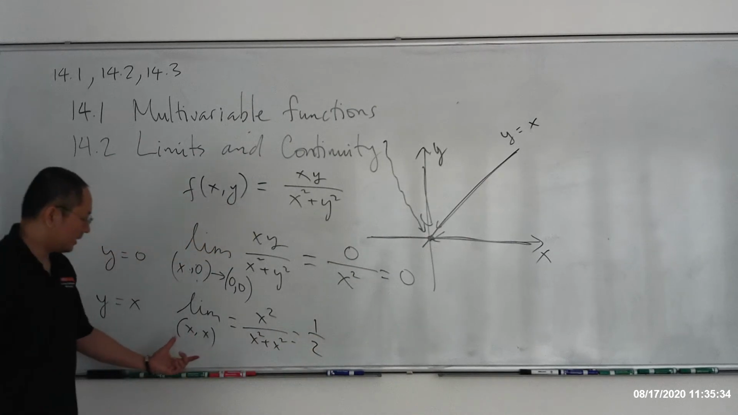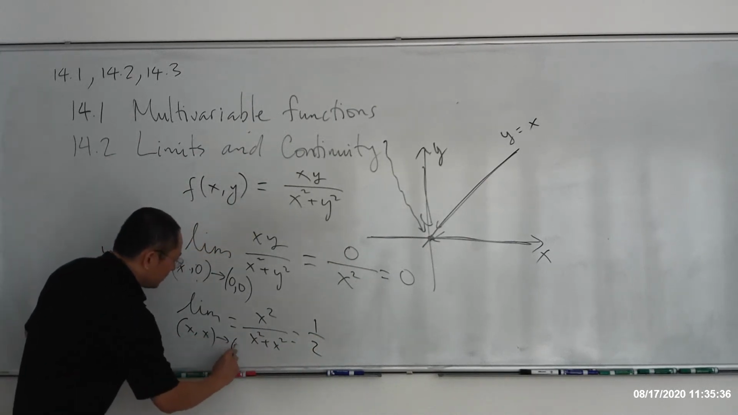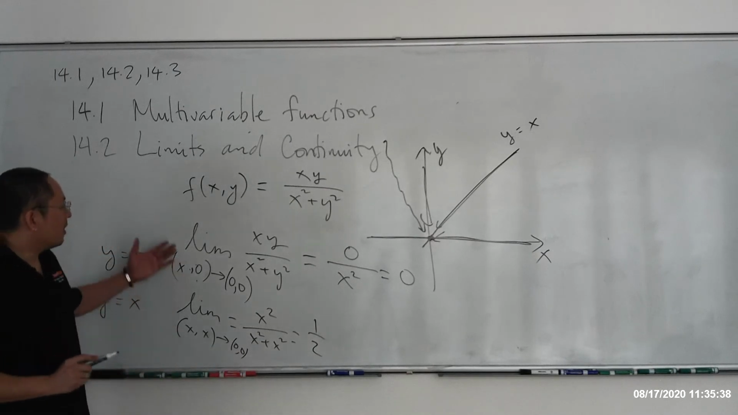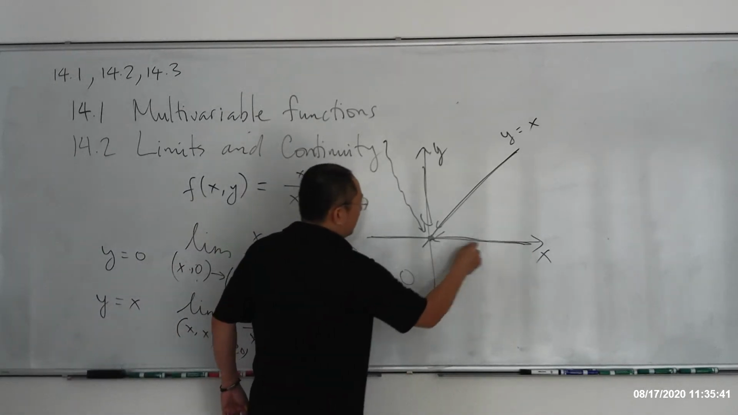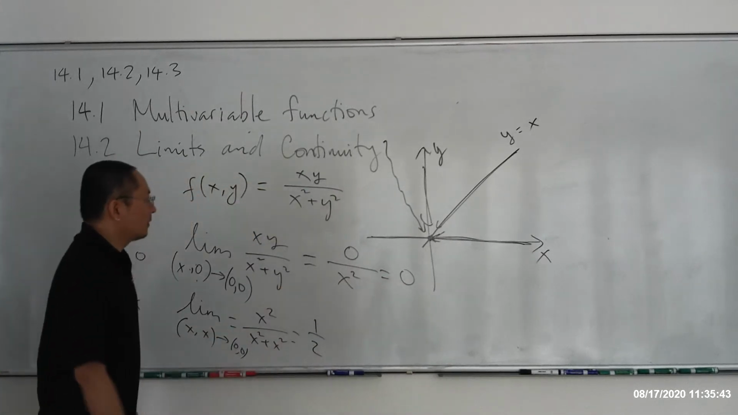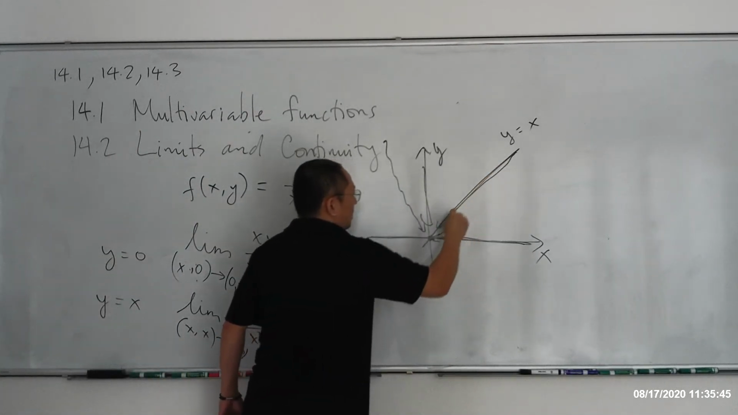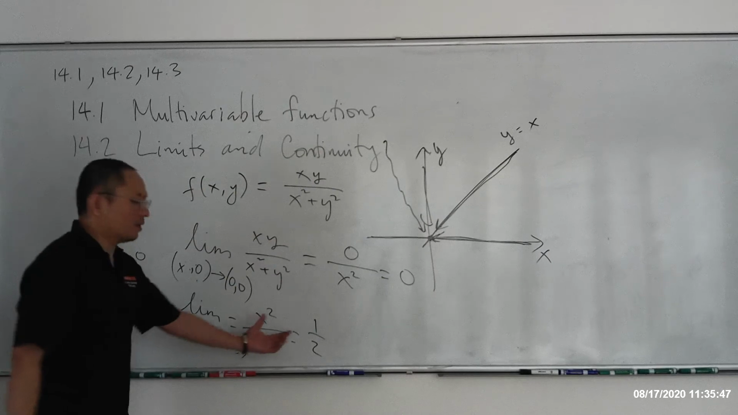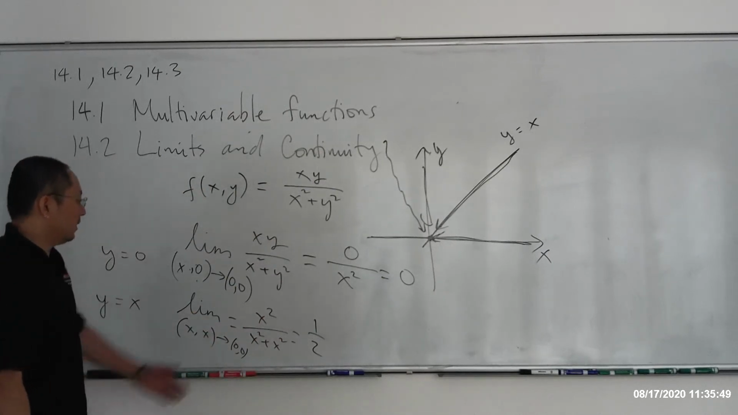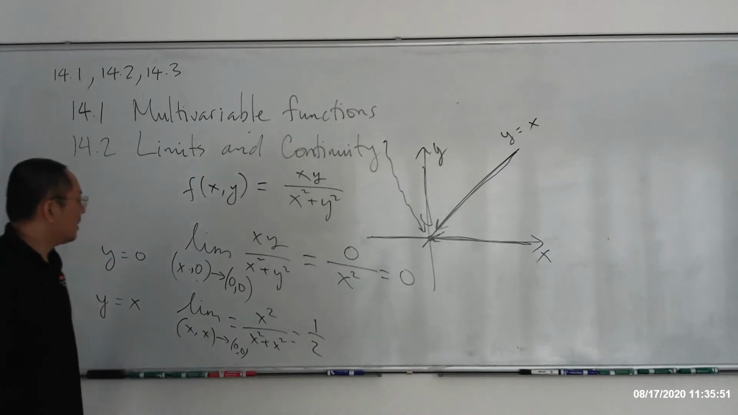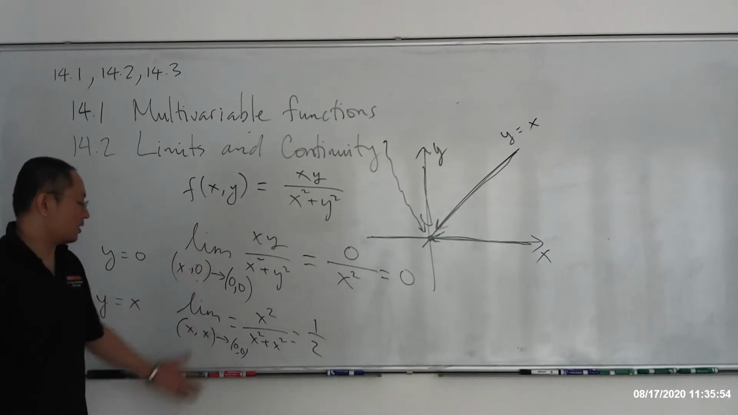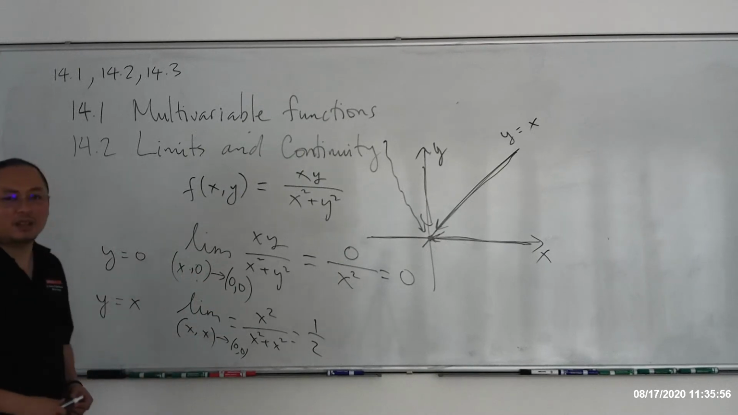You see? x approaches 0, 0. Okay? So in one direction right here, the limit is equal to 0. In the other direction, another line approaching 0, the limit is equal to 1/2. And with that, you have two different limits for the same function approaching the same point. You say what? The limit does not exist.